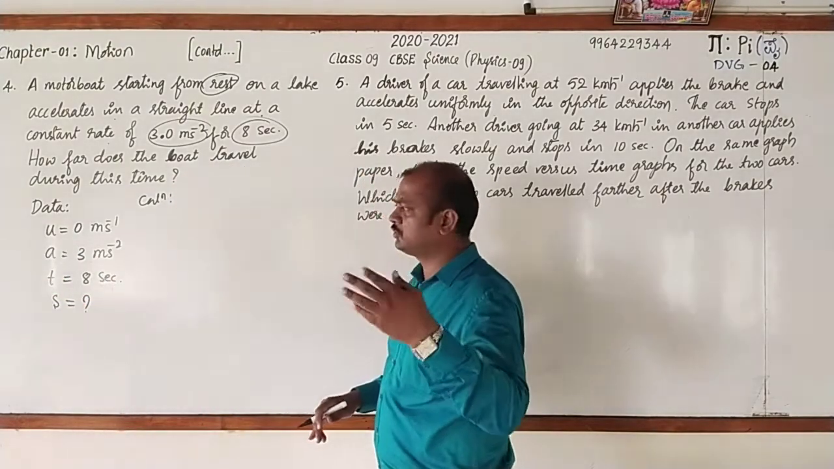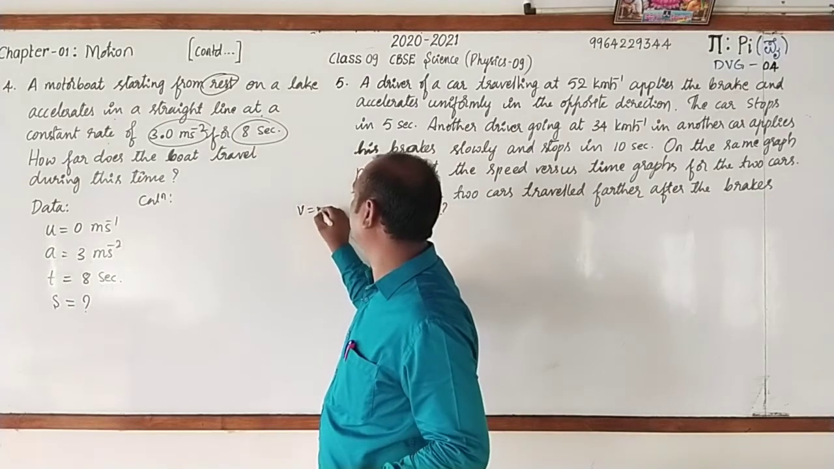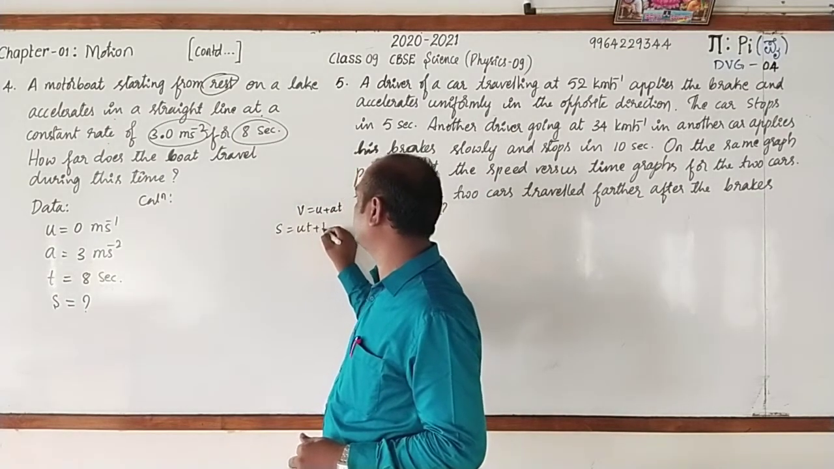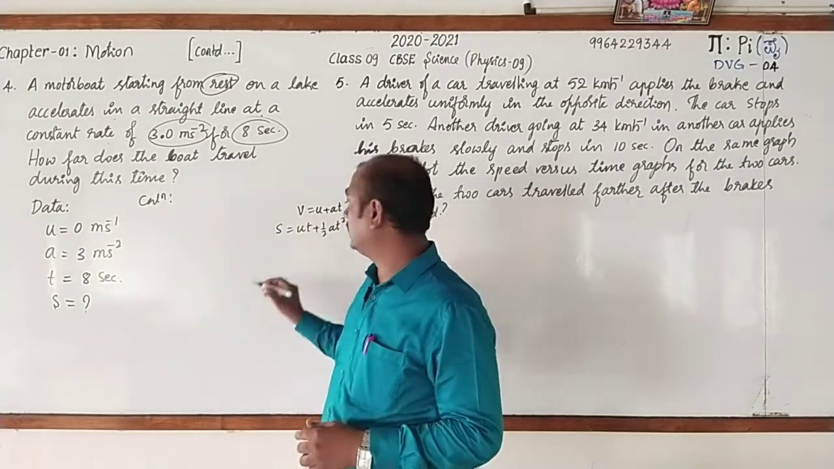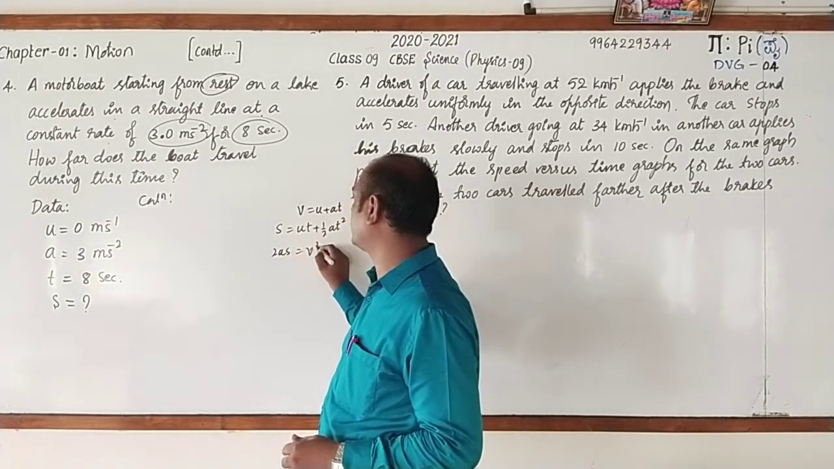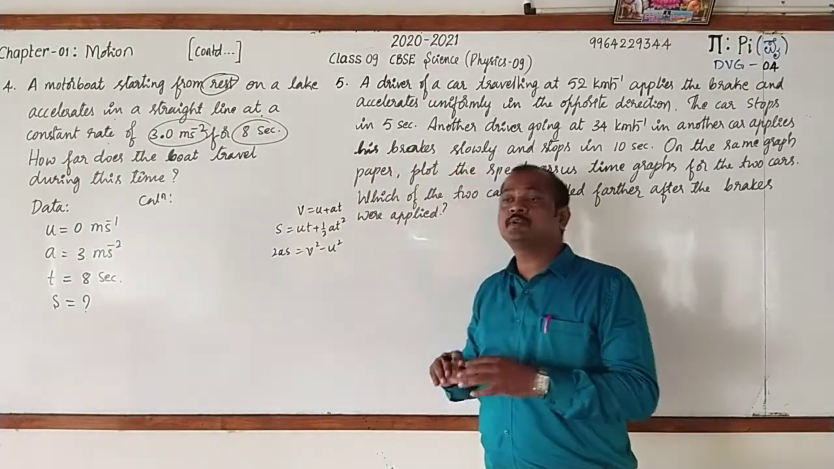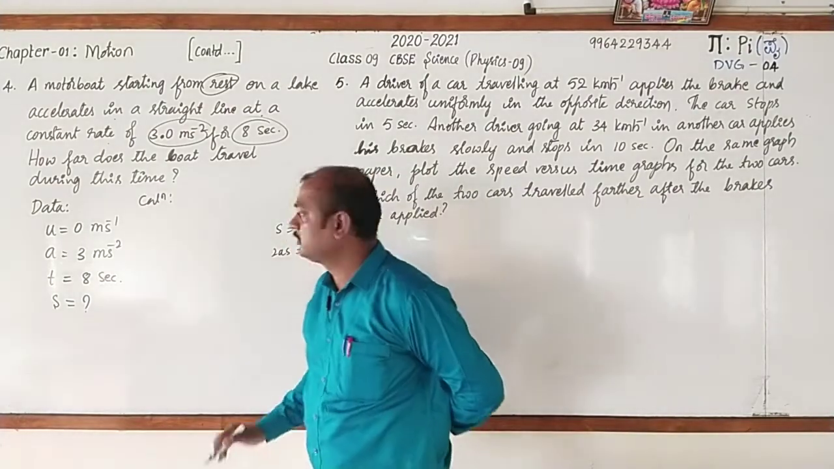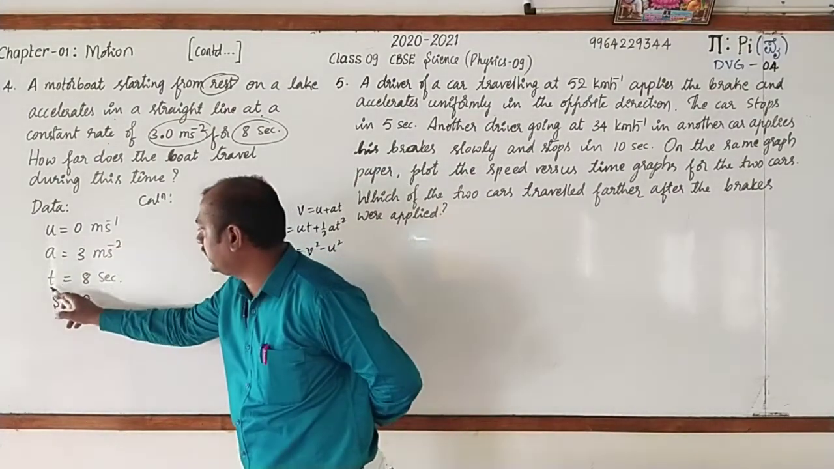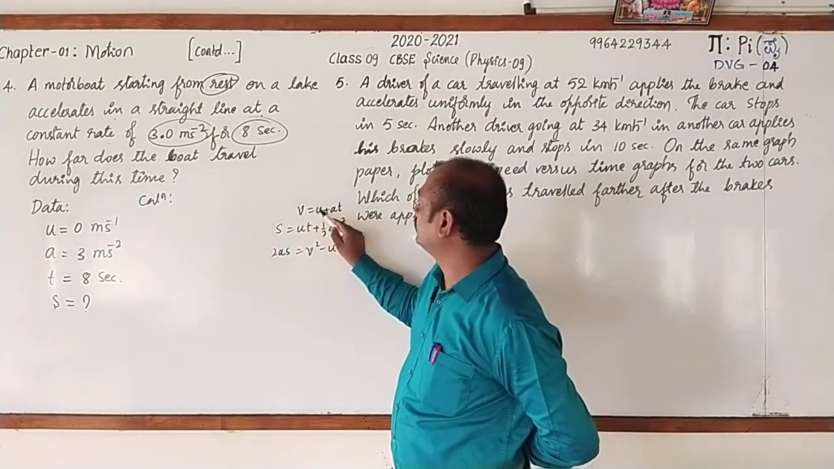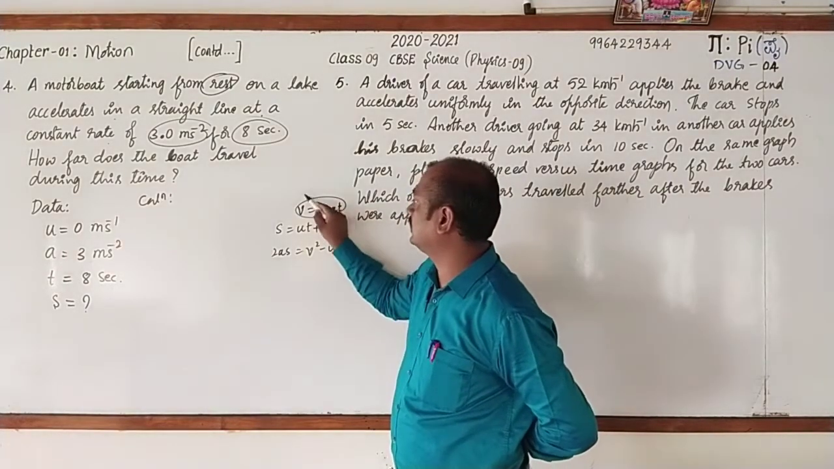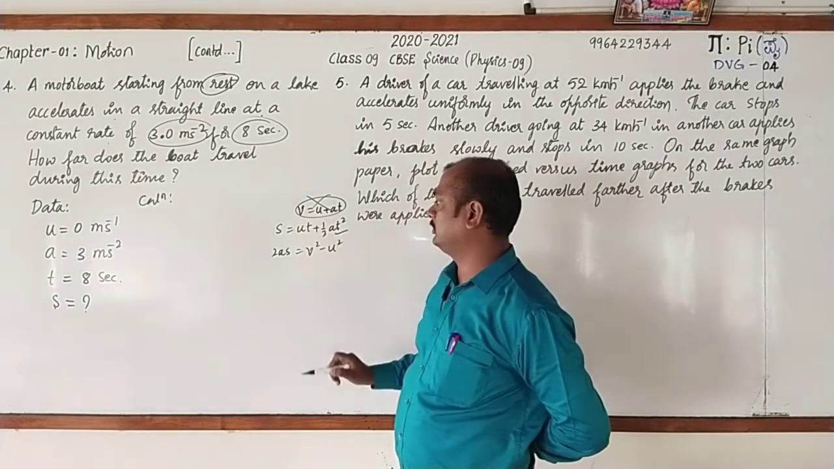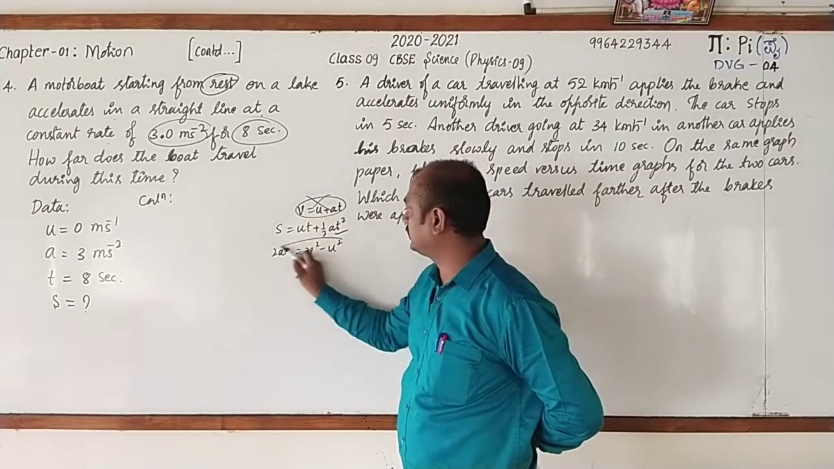Three equations of motion. Once you just recall them: V equal to U plus AT, this is the first one. S equal to UT plus half AT square, second one. Then 2AS equal to V square minus U square. Which of these is suitable for solving this one? Look here, U, A, T, S. V is not there, we don't want it. U, A, T, S, this is suitable.